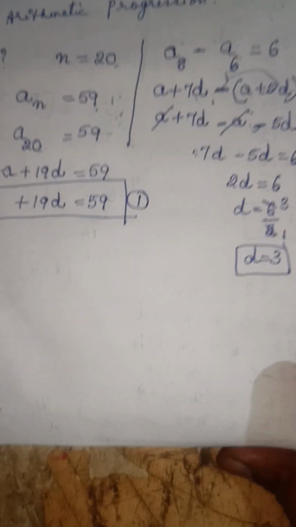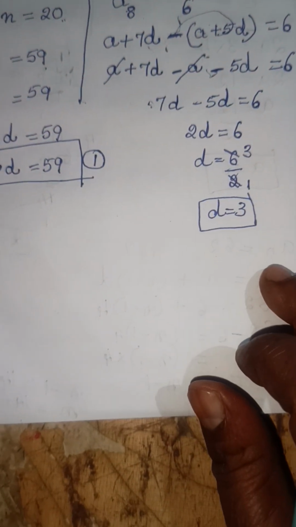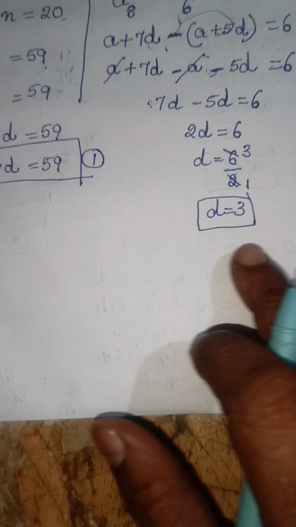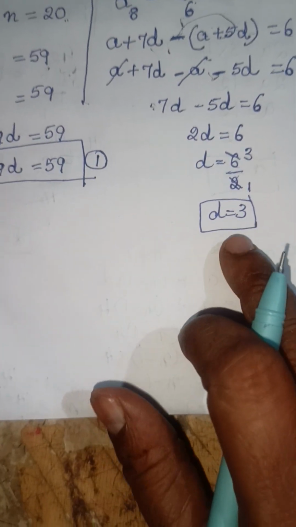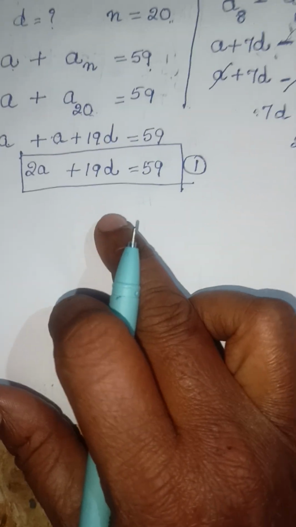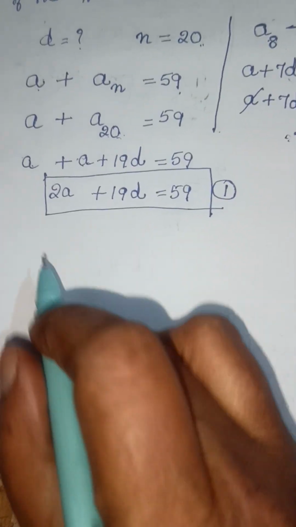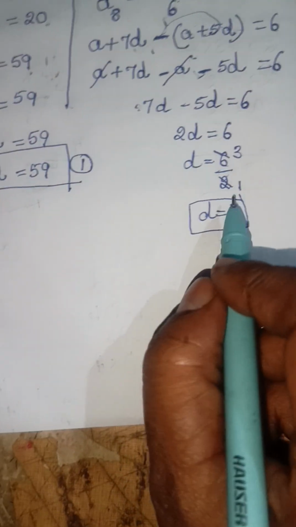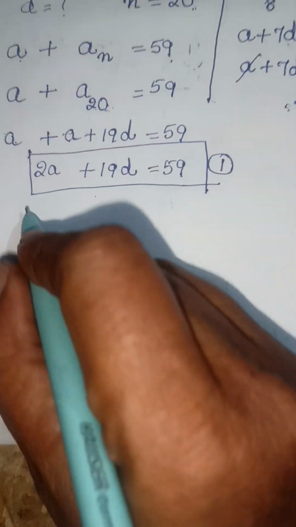Now to find A, if you want to find the AP, you have to find AD. So D is already found out. To find A, substitute in equation 1. So this is equation 1. Substitute the value of D in equation 1.